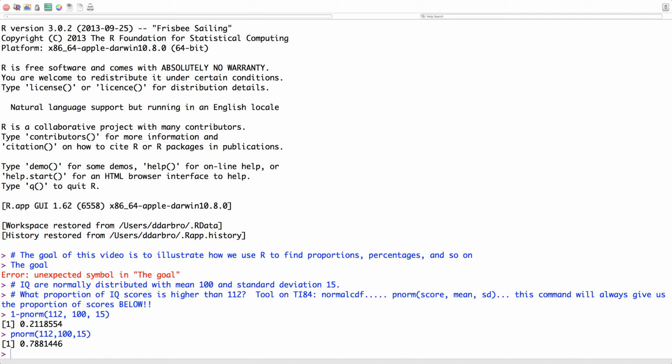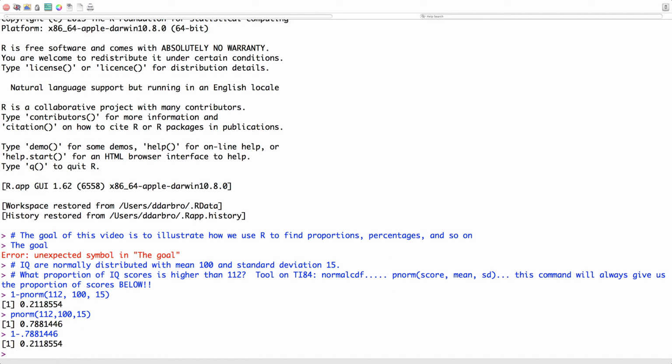But the combined area below and above has to add up to 100%, which as a decimal is equal to 1. So I could either do this command, get the proportion below, and then take 1 minus that, or I could just do 1 minus pnorm as I did up here and complete the problem in one step. I'm going to encourage you to consider this.